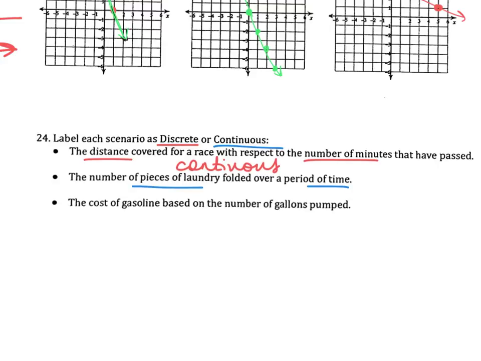The number of pieces of laundry over a period of time. Like you can't fold half a sock or half a shirt. Either you folded the shirt or you didn't fold the shirt. So this is going to be an example of discrete. And then the cost of gasoline based on the number of gallons pumped. If you've ever watched the gasoline pump count, it's counting continuously. You don't have 1 gallon and then suddenly jump to 2 gallons and suddenly jump to 3, right? So this is another example of continuous.